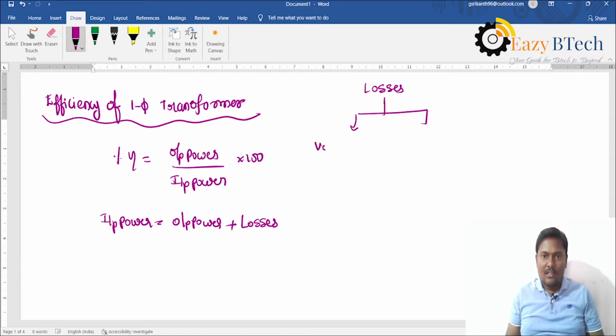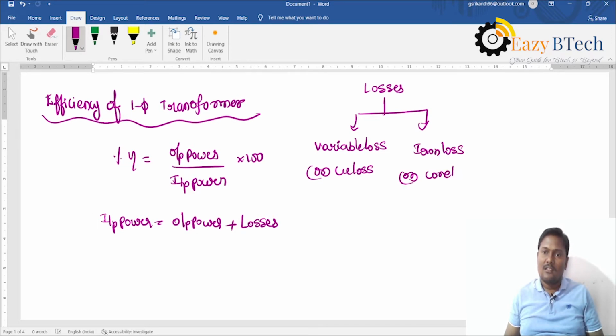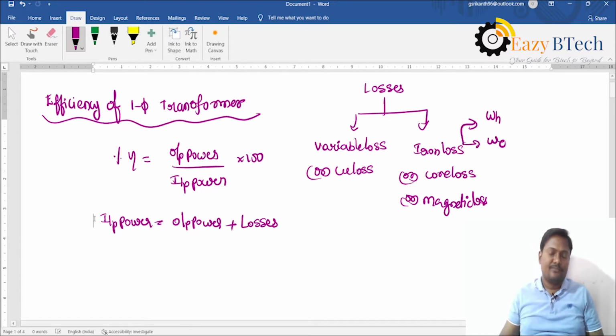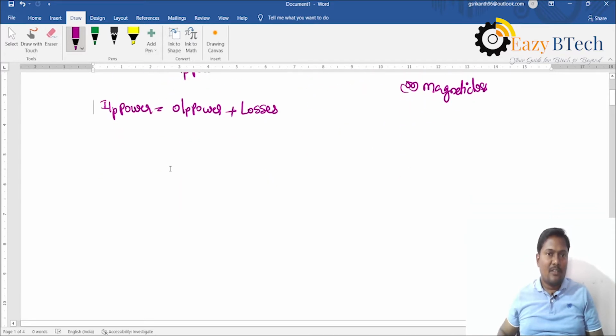One is variable losses or copper losses, and another one is iron loss or core loss or magnetic loss. The iron loss can be divided as hysteresis loss and eddy current losses. Our input power is required to meet the losses and to produce the useful output power.